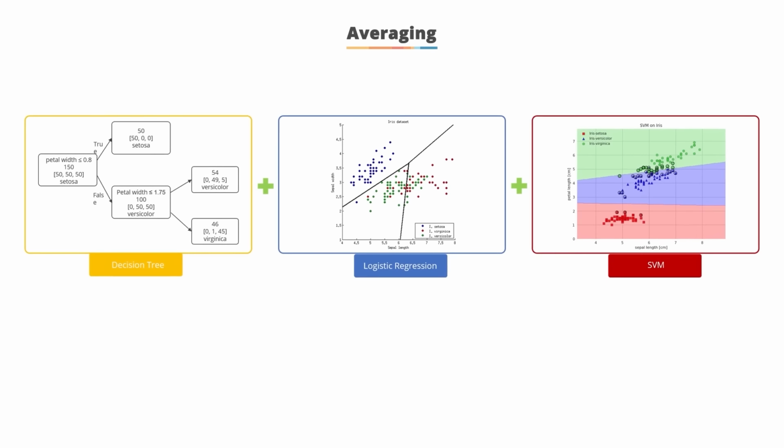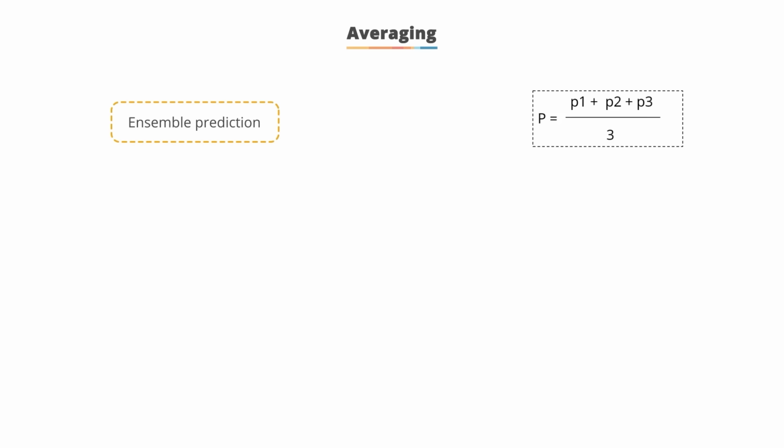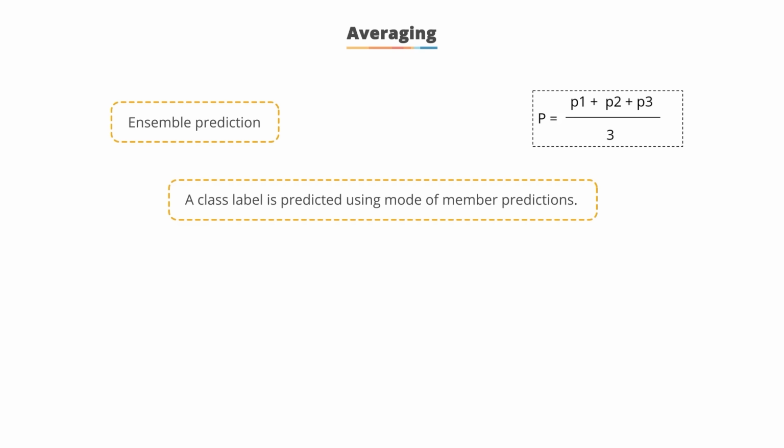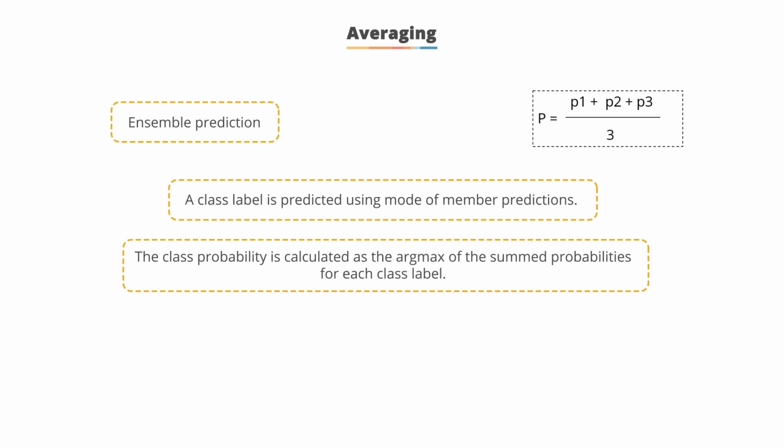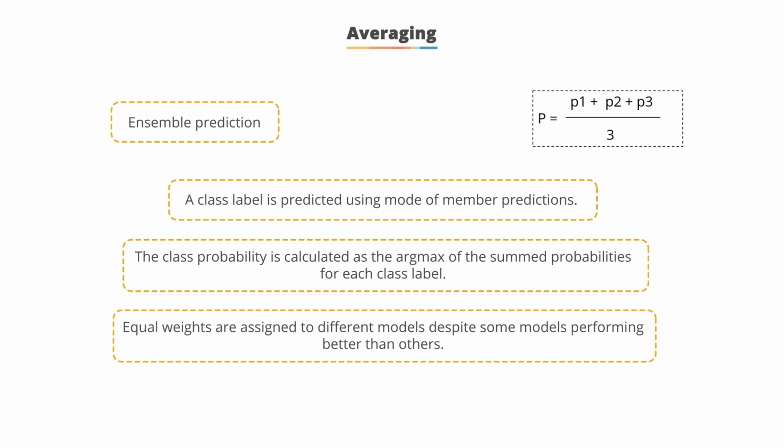Model averaging is an approach to ensemble learning where each ensemble member contributes an equal amount to the final prediction. In the case of regression, the ensemble prediction is calculated as the average of the member predictions. In the case of predicting a class label, the prediction is calculated as the mode of the member predictions. In the case of predicting class probability, the prediction can be calculated as the argmax of the summed probabilities for each class label.